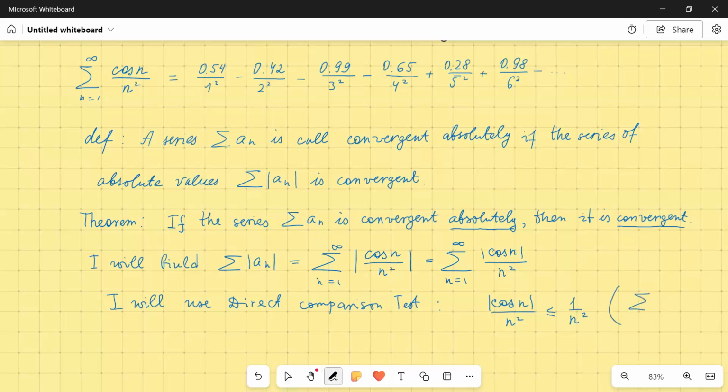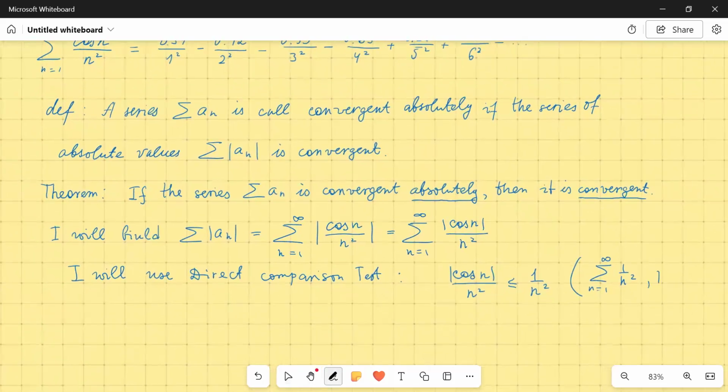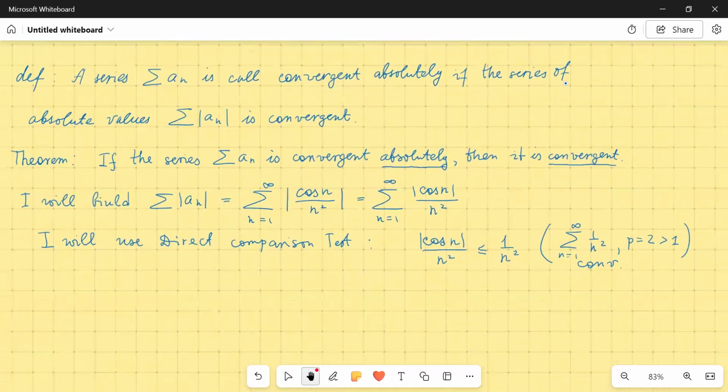I'm going to put it in parentheses 1 over n squared. We remember what series is this? This is a P series, right? P series with P equals 2, convergent because it's greater than 1. I'm going to compare. Well, why is this comparison true?